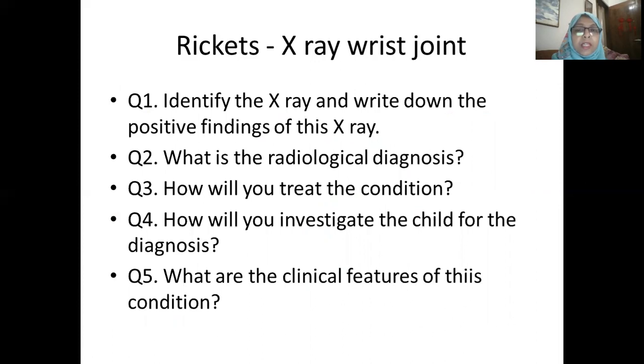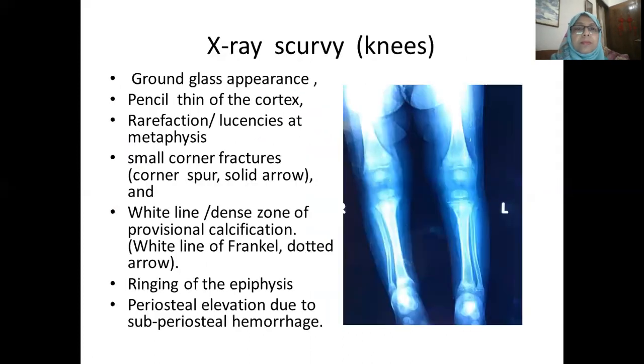How will you treat the condition? How will you investigate a child for the diagnosis? What are the clinical features of this condition? Another X-ray of scurvy, X-ray knee joint, including both the knee joints, including the femur, tibia, fibula, ankle joints.